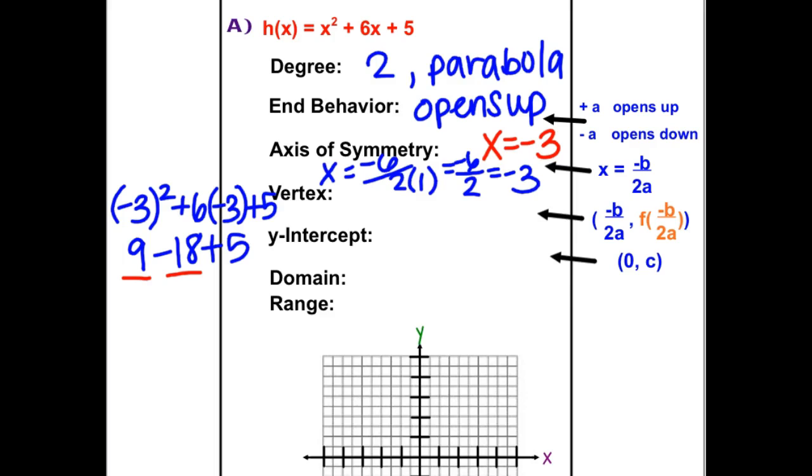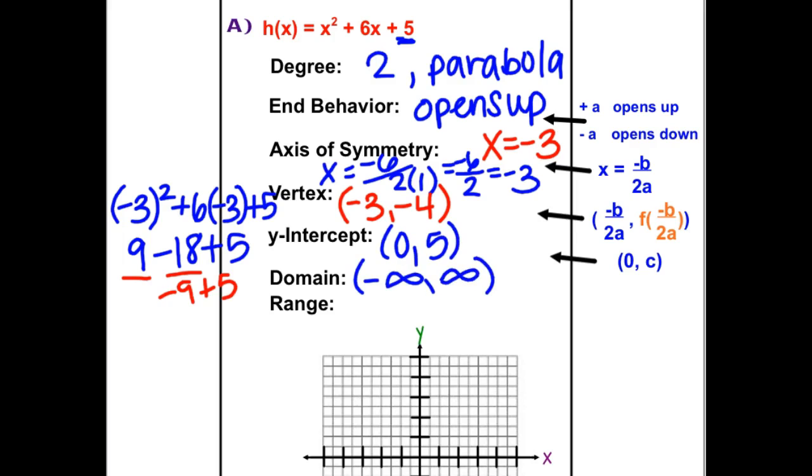9 minus 18 is negative 9, plus 5 is negative 4, which means that my ordered pair is going to be negative 3, negative 4. And then for the y-intercept, we have to look at our c value and find it as 5, so we're going to say 0, 5. And then domain, like we said, is always negative infinity to positive infinity. Because our graph opens up, we know our range is going to go from a square bracket to positive infinity. Our y-coordinate was negative 4, so it's from negative 4 to infinity.